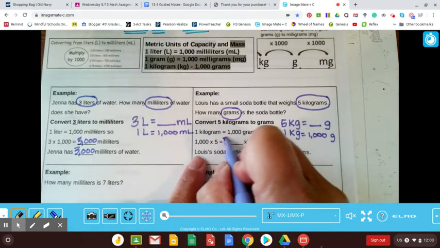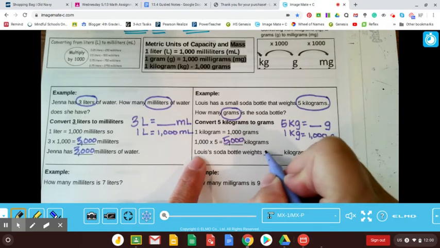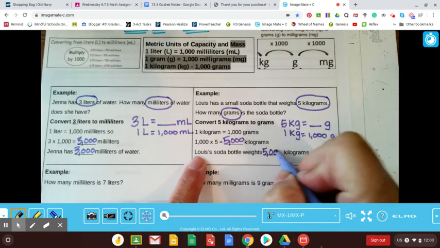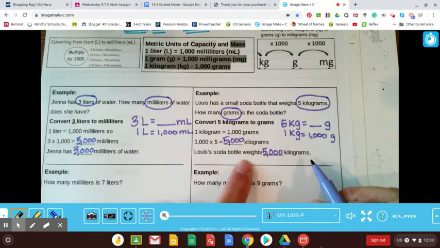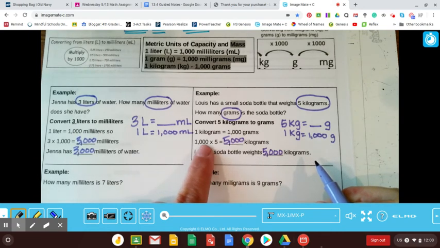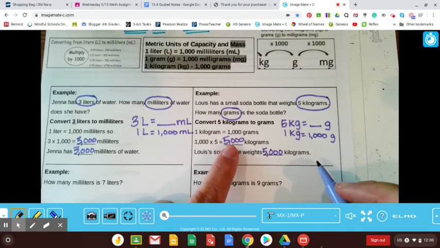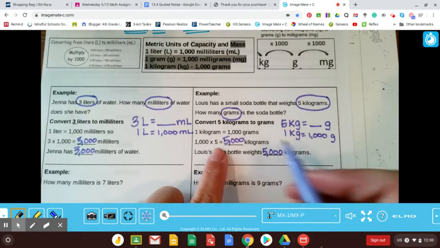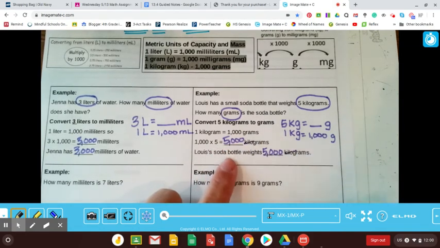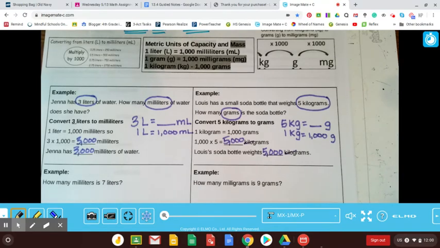1,000 times 5 is 5,000. So Lewis's soda bottle weighs 5,000 kilograms. It should say grams, shouldn't it? 1 kilogram is 1,000 grams. Yes, 5,000 grams. That's a typo there. Sorry about that.